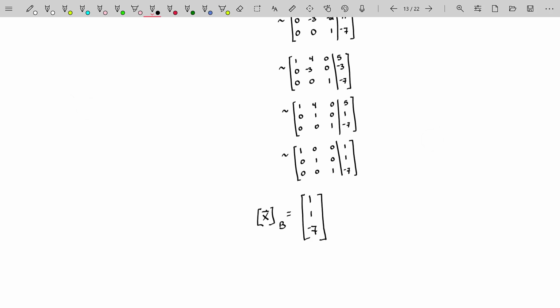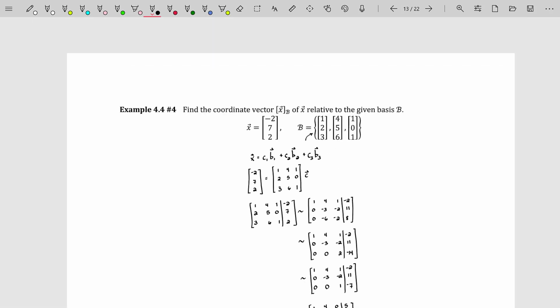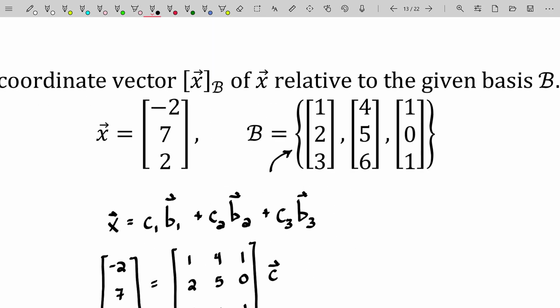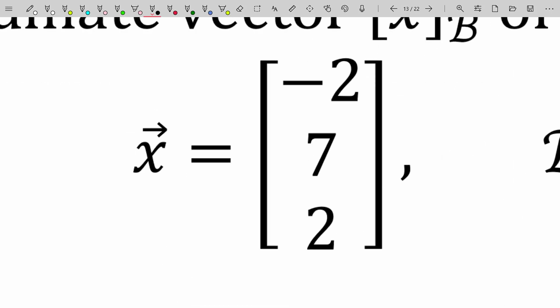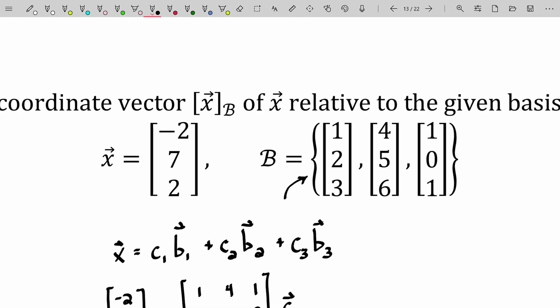Now the interpretation here is important. Our standard basis is 1, 0, 0, 0, 1, 0, and 0, 0, 1. You want to arrive at, in our standard coordinate system, -2, 7, 2. But the streets you're driving on are not the perpendicular streets 1, 0, 0, 0, 1, 0, and 0, 0, 1.